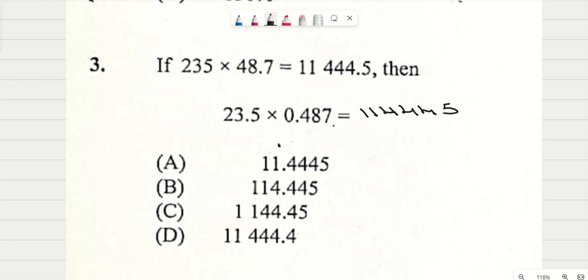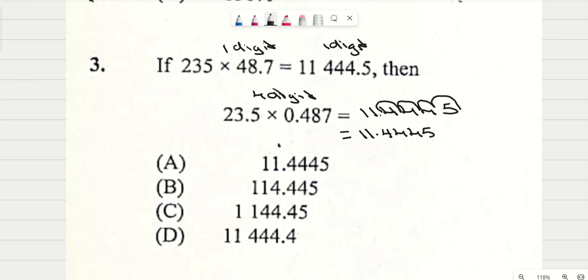So this would still give you 11,444.5. Now, to find out where your decimal point is going, we're going to compare the two. If you compare the question, you see there's one digit after your decimal, and if we look at your answer, there's also one digit. So we have 4 digits after your decimal point. So you would have to shift it 4: 1, 2, 3, 4. So my answer is equal to 11.4445, which is A.